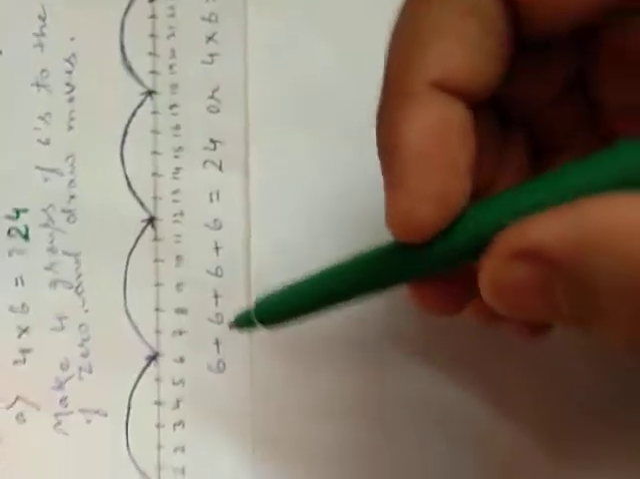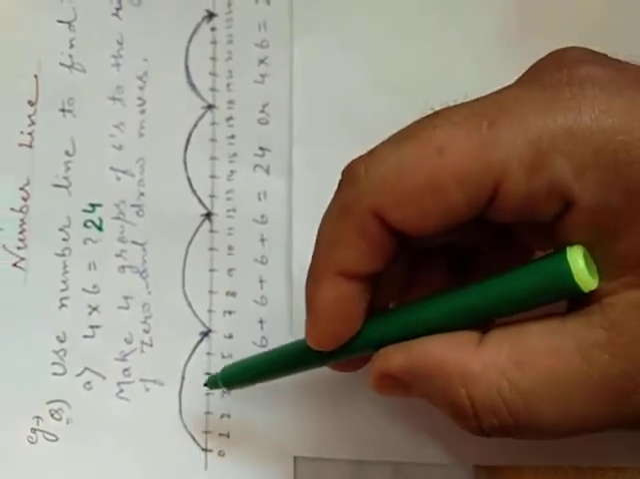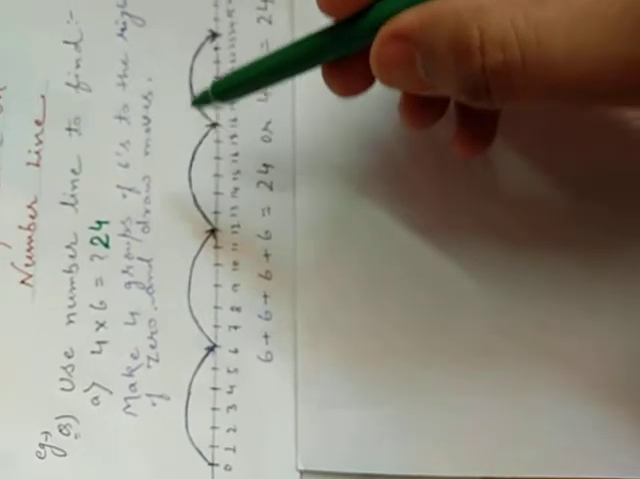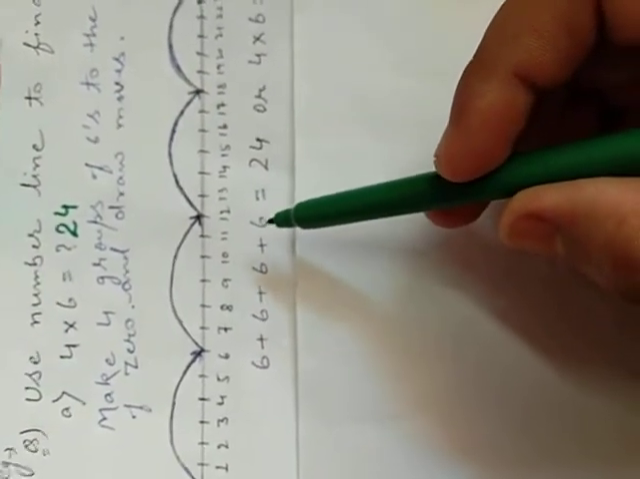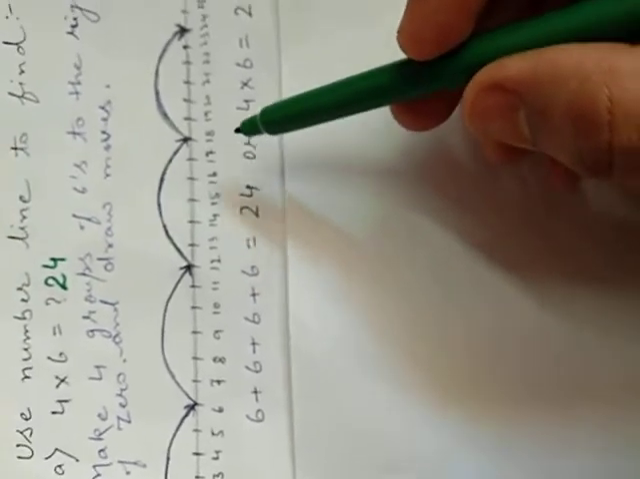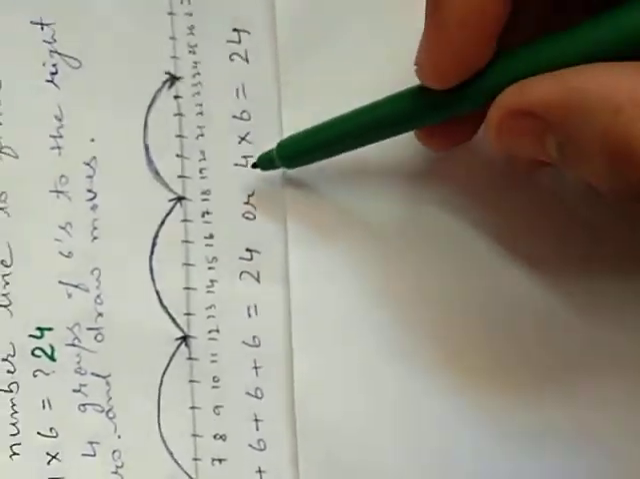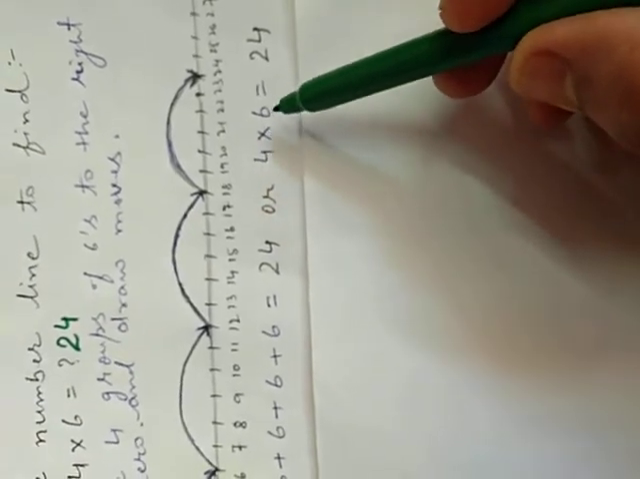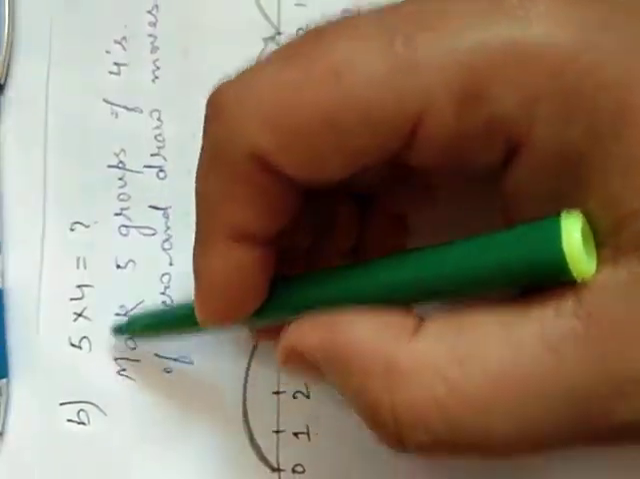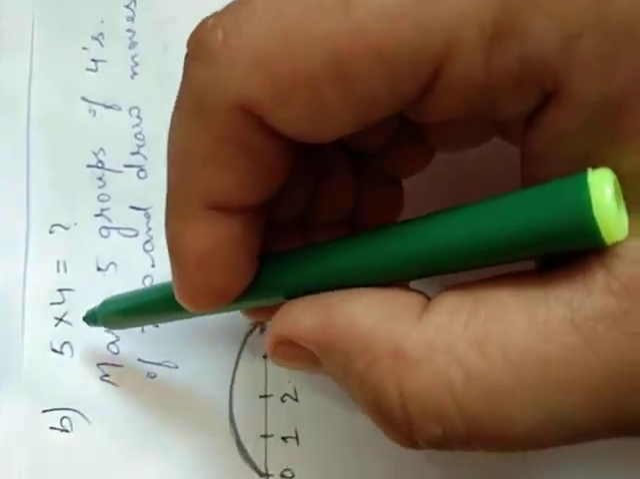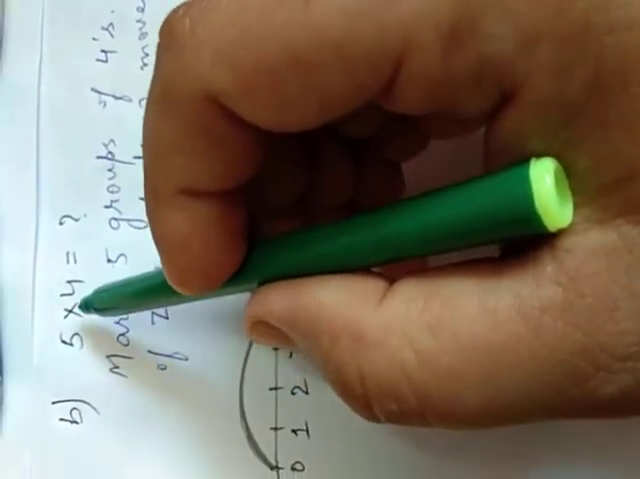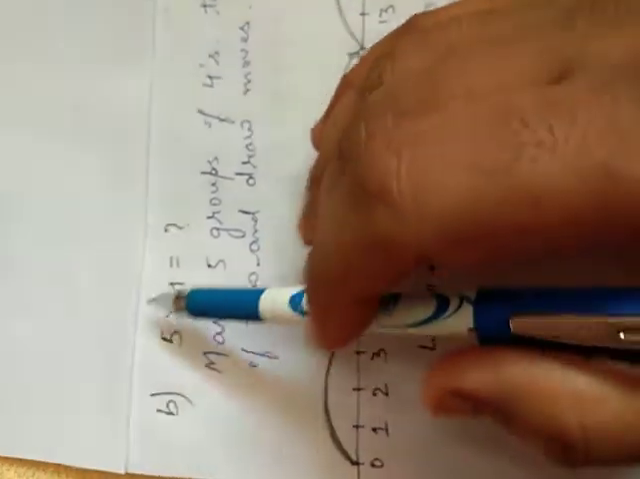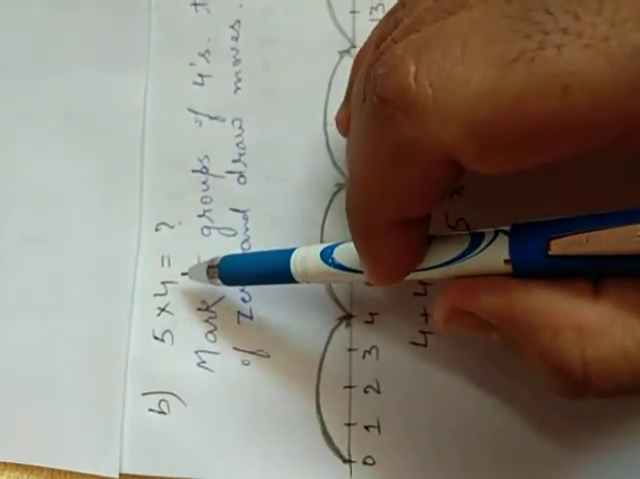Here we can also write it as 6 plus 6 plus 6 plus 6. That means 4 times 6. So 6 plus 6 plus 6 plus 6 is 24. And we can also write it in multiplication form, that is 4 multiplied by 6 will give 24. Now let us make it clear with one more example. We have to multiply 5 with 4, that is 5 times 4.